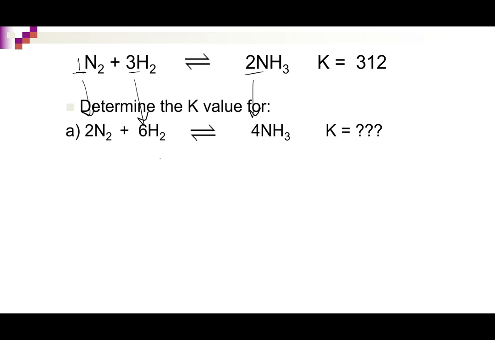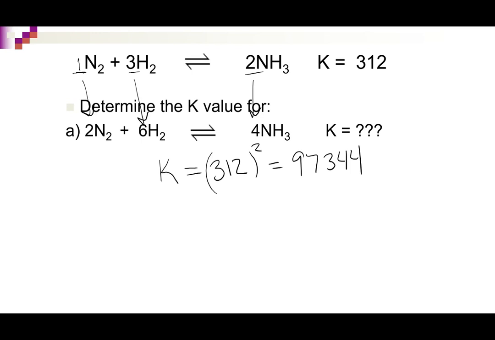Okay. So if we multiplied this equation by the number 2, we're going to take the original value for K, which is 312, and we're going to raise it by whatever we multiplied by. So we're going to raise it to the second power. So the new K would be really, really big.